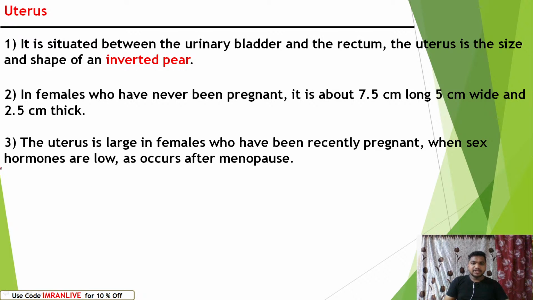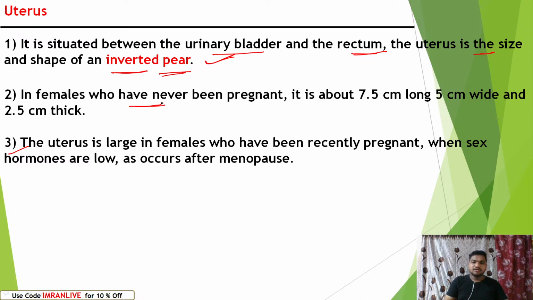The uterus is generally situated between the urinary bladder and the rectum. If you observe from the outside of the body, the location of the uterus is exactly in between the urinary bladder and the rectum. The uterus is the size and shape of an inverted pear. I hope you know what a pear is. It looks like an inverted pear.